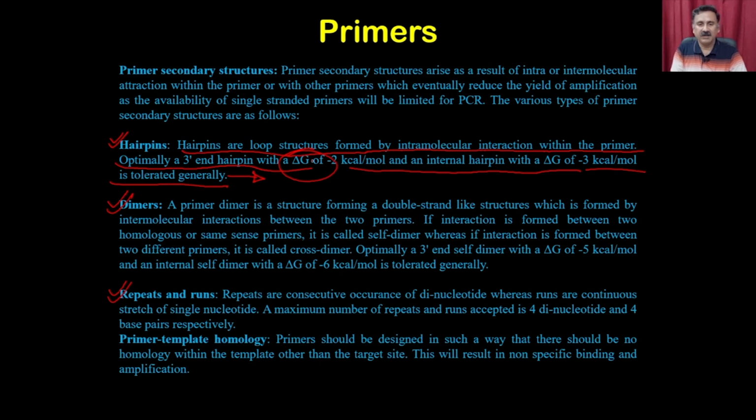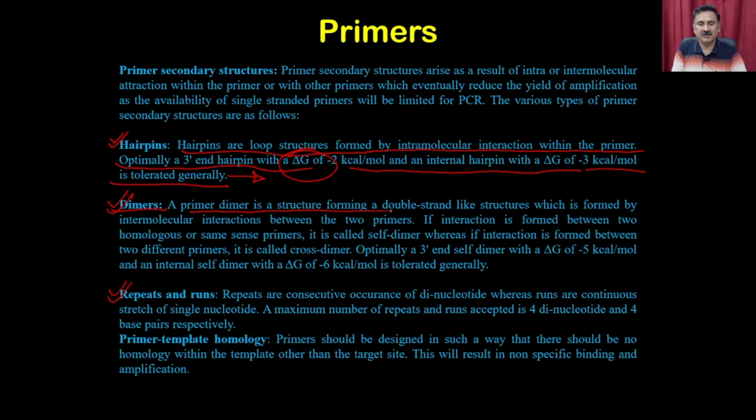So if it has a hairpin with a free energy in the range of -2 kilocalorie to -3 kilocalorie, it can easily be managed, because when you increase the temperature, all these hairpins are going to be broken down. Similarly, you have the dimers.